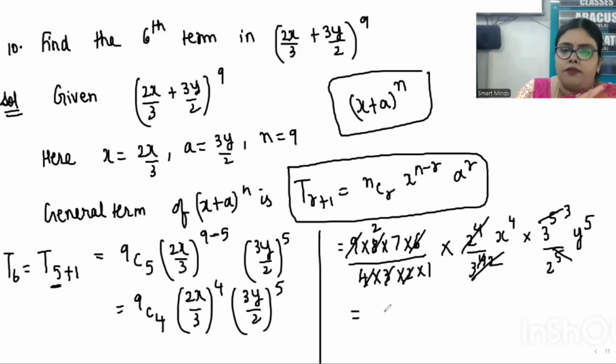So finally if you simplify you will get 126 into, or else if you multiply everything, like whatever we are left over with, 2 sevens are 14, 14 and 3 power 3. So here this 2 and this 2 also will get cancelled. If you do all the cancellations and if you multiply the remaining numbers, you will get 189 x power 4 y power 5. This is the final answer.